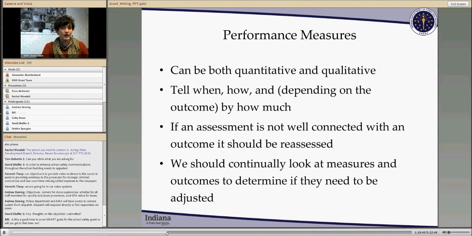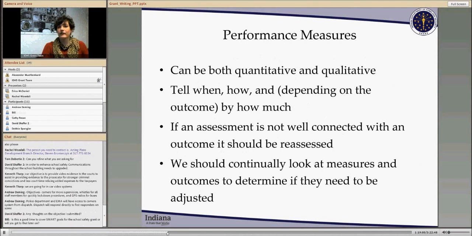And the reason that you set those outcomes is not for people here at the Department of Homeland Security to monitor whether or not you're achieving them and to give you a passing grade or not. The objective is there so that you can determine if the impact is what you thought it would be.